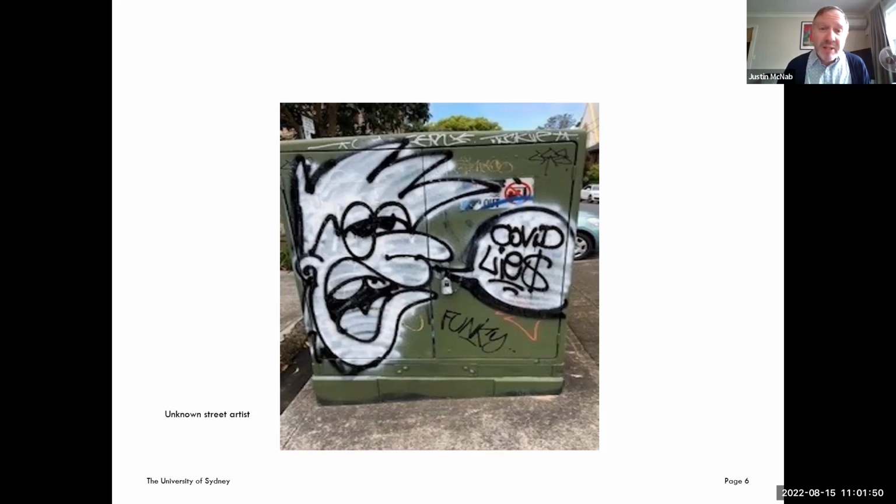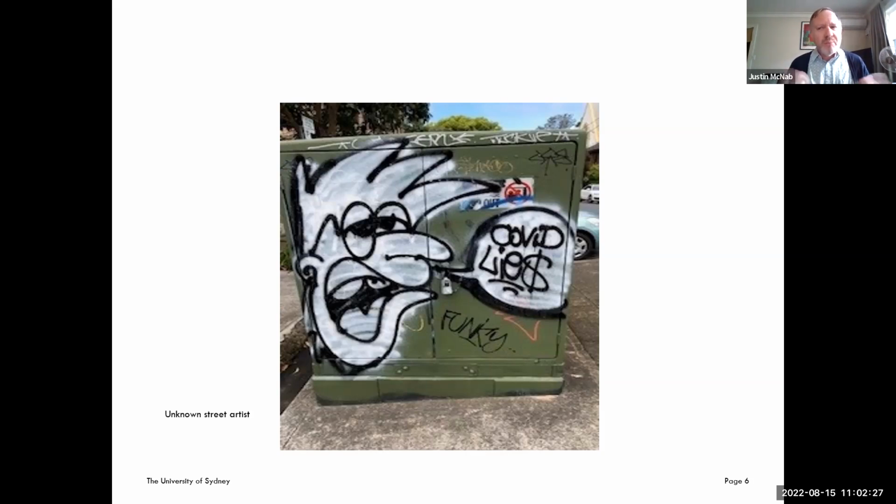So this is an image that I took on my phone late last year, just around the corner from where I live in the inner west. And as we all know, the coronavirus pandemic is something that's been very much part of our society over the last year or two, whether we like it or not. And we can see here a visual image from an unknown street artist on a transformer box just around the corner from where I live, saying something about this.